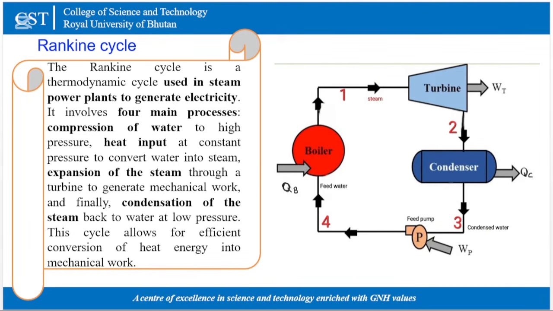So what are the four main components that we have in the Rankine cycle? We have the boiler, the turbine, the condenser, and the pump. For the convenience of teaching and learning, let me put numbers 1, 2, 3, 4 in this order. Number 1 between boiler and turbine, number 2 between turbine and condenser, number 3 between condenser and pump, and finally number 4 between pump and the boiler. Let me go to the next slide now.